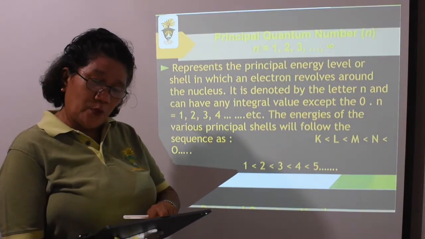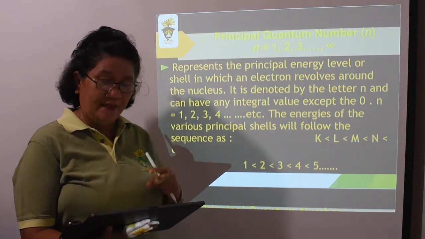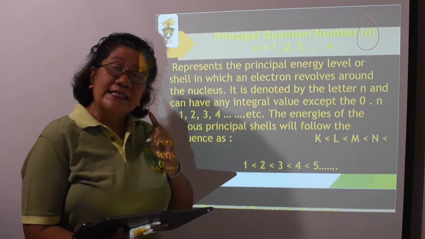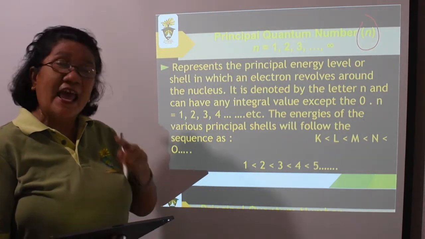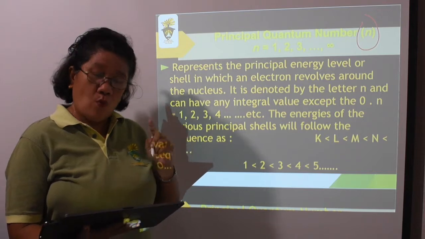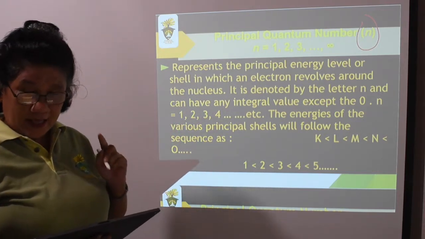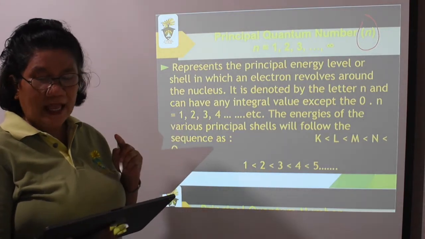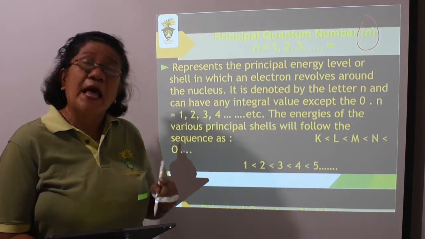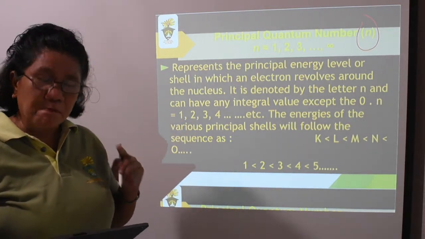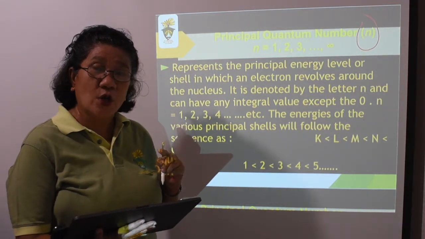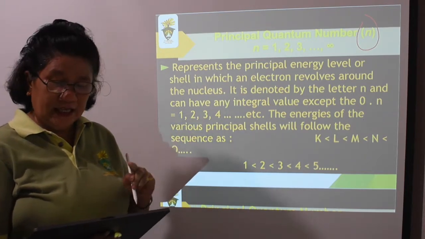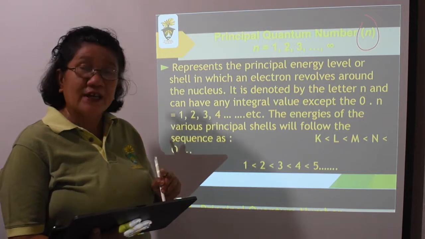Let us start with the first quantum number, known as the principal quantum number, designated by the symbol n. n could have a value of 1, 2, 3, 4, and so on. This represents the principal energy level, also known as the main energy level or main shell of the electrons, which revolves around the nucleus. It is denoted by the letter n.